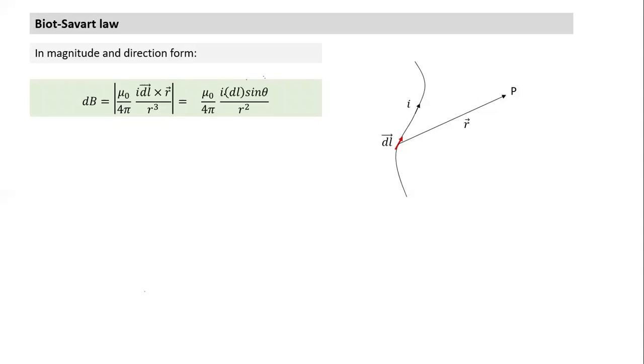And in the numerator, what do we have? I dl sine theta. What does this theta term indicate here? The Biot-Savart law gives you the magnetic field due to a small current element, of negligible length, a very small length. So this is the length dl. So I dl sine theta.